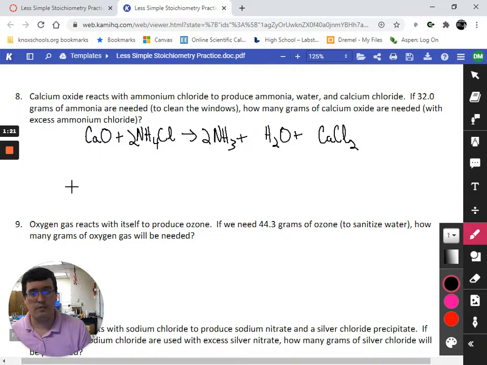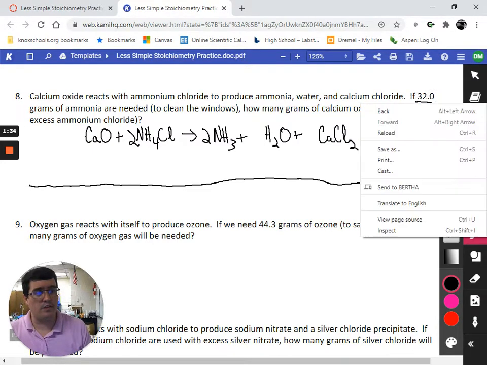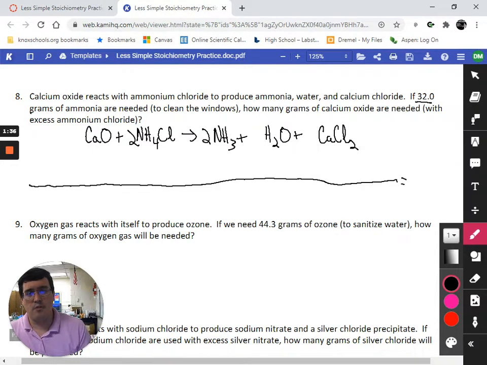I'm going to draw this line like this, and so hopefully we have enough room to fit all the math that's going to go in this problem. Where do we start? Well, we start with 32.0 grams of ammonia. So we have 32.0 grams, and we need to figure out which thing is ammonia.